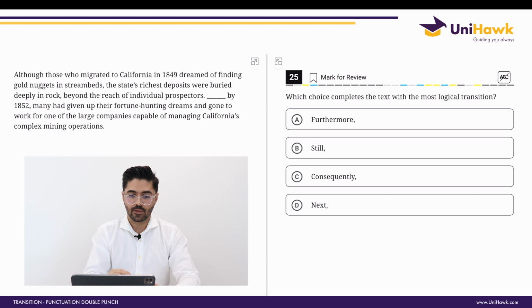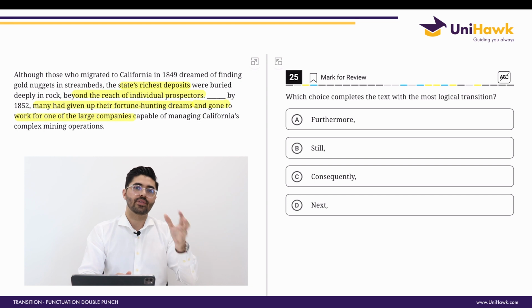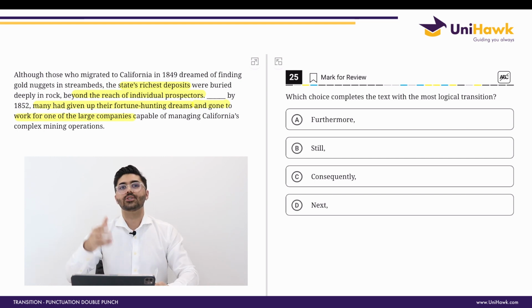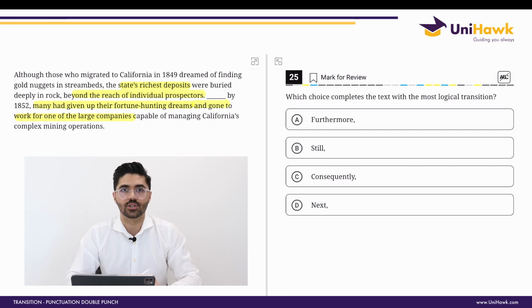In this case, the first sentence has news for us, and that is that the state's richest deposits were beyond the reach of individual prospectors. And the next sentence tells you, many had given up their fortune-hunting dreams and gone to work for large companies. So what kind of relationship is that? If you think about it, it's like because the gold was beyond their reach, they went to work for companies, right? The relationship is causal.